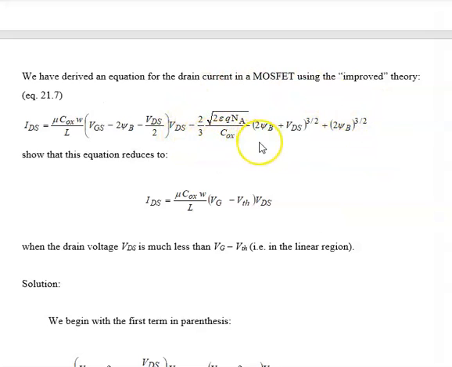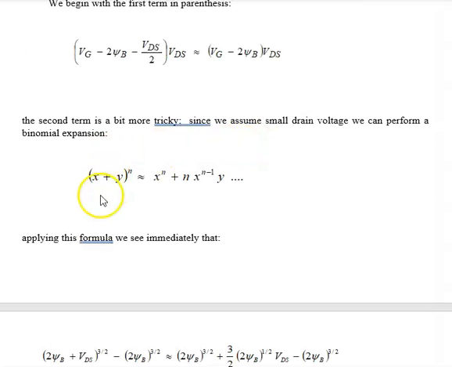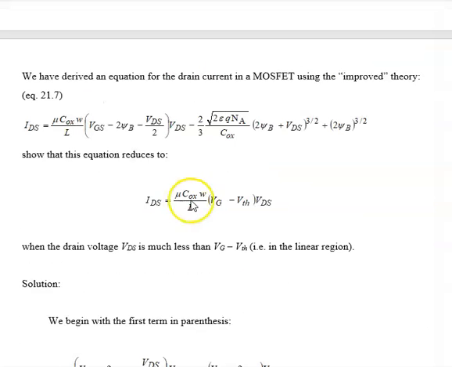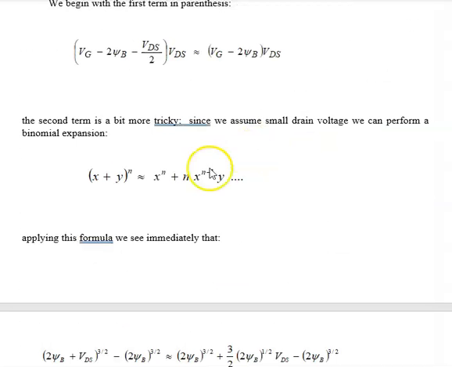Now we have to take a look at this guy right here. So this guy is not quite as straightforward. So the way we handle this thing is we expand it in a binomial expansion. So this is the binomial expansion. x plus y in parentheses raised to the n is x to the n plus n, x to the n minus 1 y, plus a bunch of other terms which we're going to neglect if y is small compared to x, which is what we're going to claim here, that the VDS is small compared to 2phi-B. So we can expand this into binomial expansion, keeping only the first 2 terms.